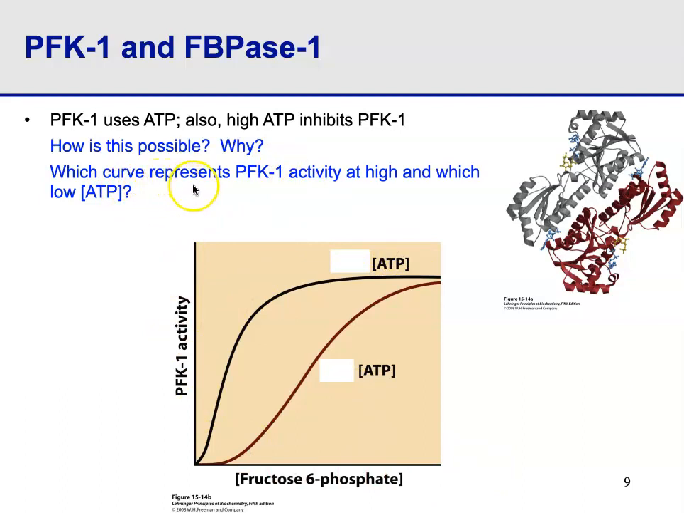Now, let's look at this graph. Which of these two curves represents the activity of PFK1 at high ATP concentration, and which of the two represents the activity of PFK1 at low concentration of ATP? Again, what happens with the activity of PFK1 when we have high ATP concentration? It inhibits it. That means that the lower graph, the graph in magenta or dark red color, represents the activity of PFK1 at high ATP concentration.